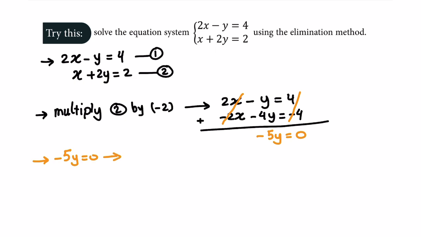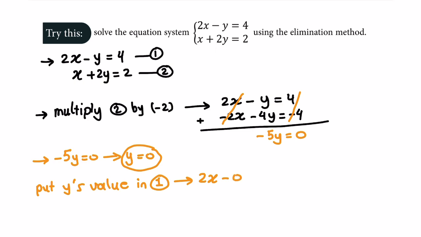Then I divide both sides by negative 5. I get 0 here. So this is the y. After that, I'm going to put it back in one of the equations. Then put the y value, for example, in 1. Okay? So in this case, we have 2x minus 0 equal 4. Then we have 2x equal 4. Then we divide by 2, we get x equal 2.